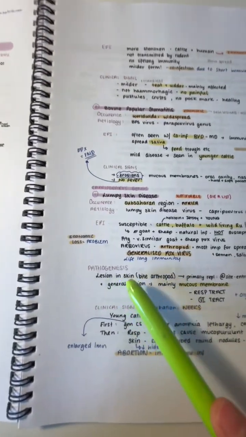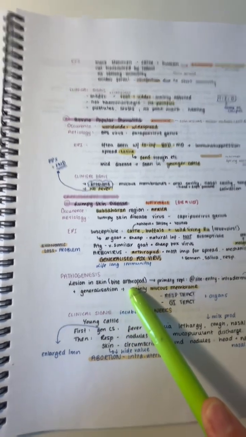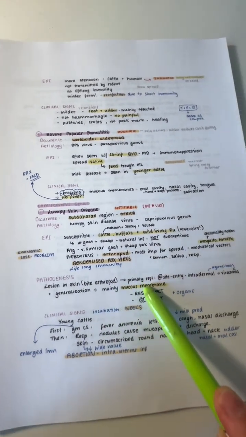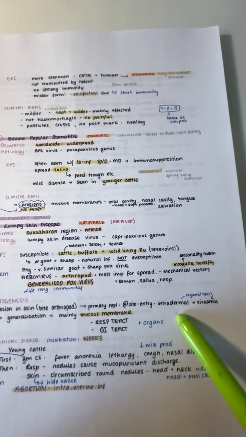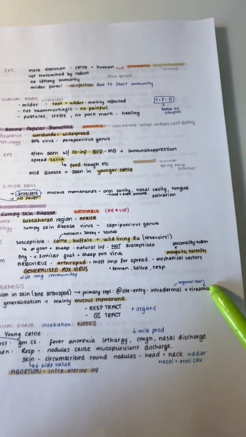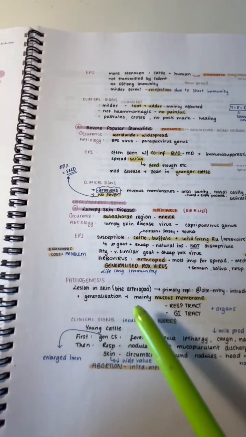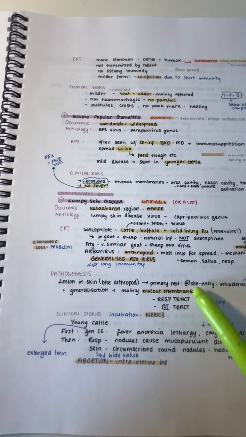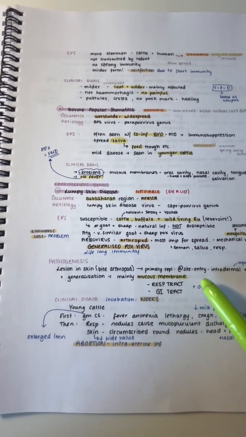The pathogenesis of the disease is lesions in the skin are caused by an arthropod bite. This is where the primary replication takes place, at the site of entry. So the virus enters intradermally, and then it goes to the regional lymph node, and then it leads to viremia and generalization. And it mainly affects the mucous membranes and the respiratory tract and the GI tract and the organs, but mostly the mucous membranes.